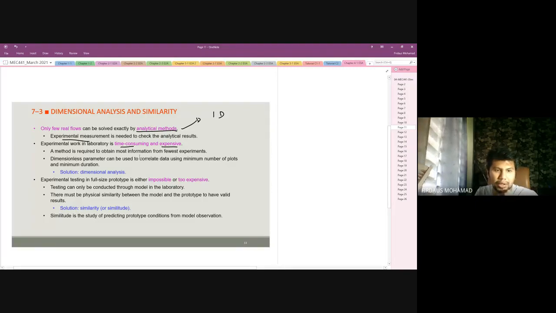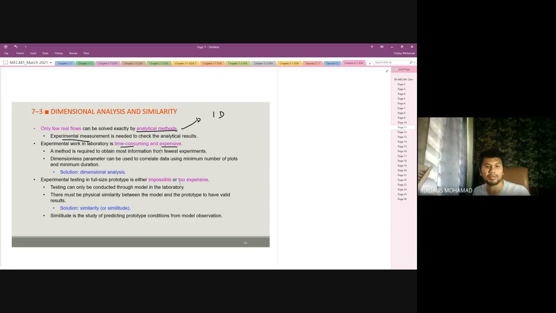So a method is required to obtain most information from the experiment. Okay, so dimensionless parameter can be used to correlate data using minimum number of plot and minimum duration. So the solution is based on dimensional analysis yang kita belajar tadi. So and then experimental testing in full size prototype is either impossible or too expensive. Yang ni saya dah explain tadi. It is impossible to test the full scale of airplane dalam wind tunnel.